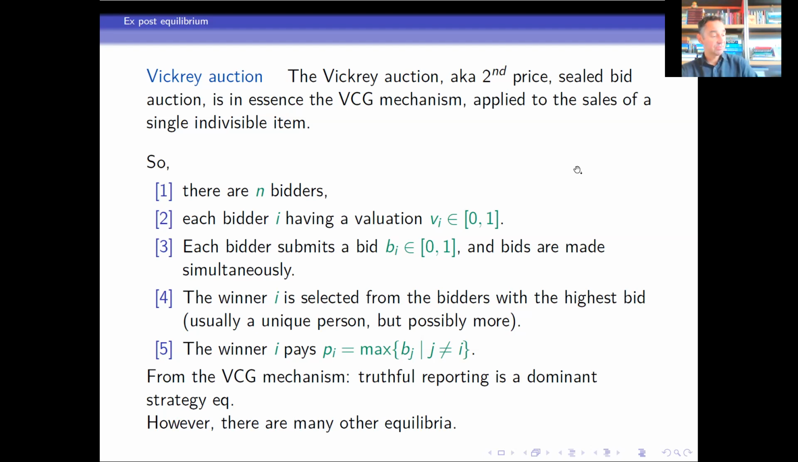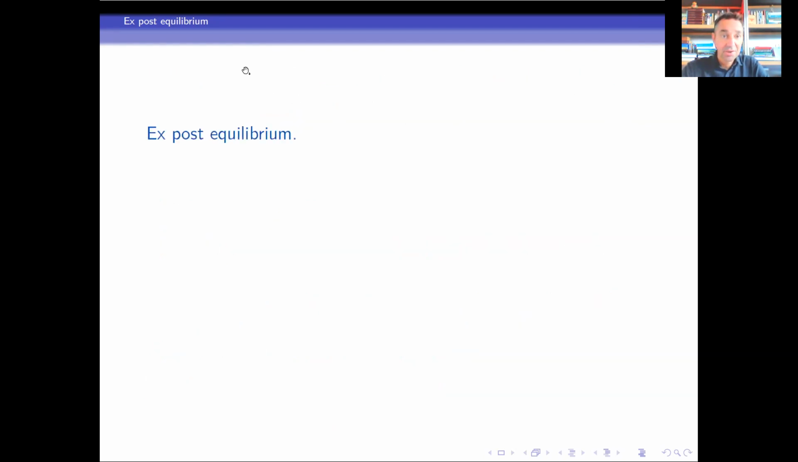Having said that, this particular auction format allows for many, many other types of equilibria. We're not going to look at all of them, but we're going to look at one of them. And it's not an equilibrium in dominant strategies, because you can prove, and that is actually the Green-Laffont paper, that if you want to have dominant strategy equilibrium, then indeed truth telling is in some sense the only option. But there are many, many what are called exposed equilibria. And that is what we're going to look at.